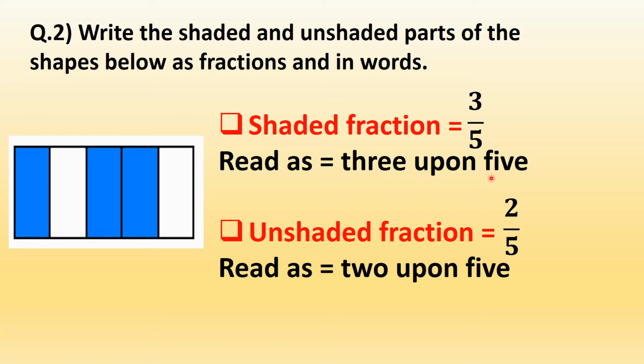upon 5. Now the unshaded fraction means the white part, 1, 2. So write 2 on top, 2 is the numerator, and the total parts 1, 2, 3, 4, 5, and write 5 at the bottom, means 2 is the numerator and 5 is the denominator. So the unshaded fraction is equal to 2 upon 5, and 2 upon 5 we will read as 2 upon 5.